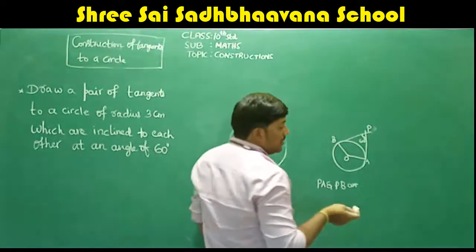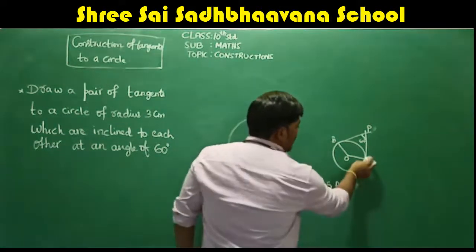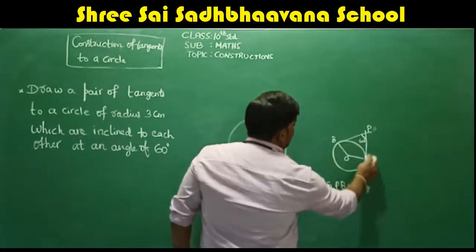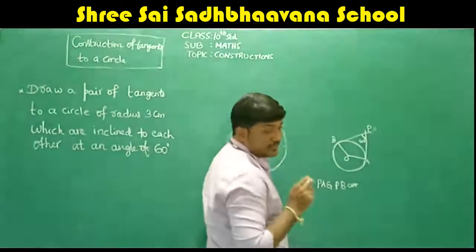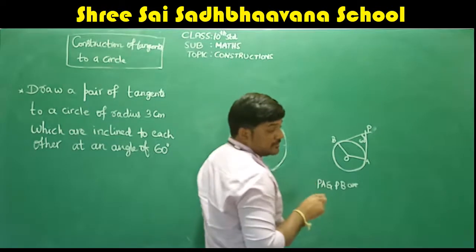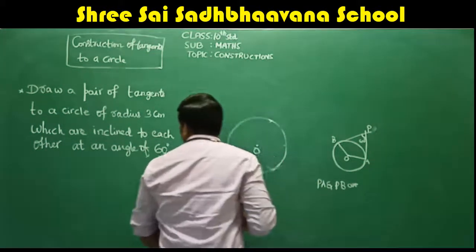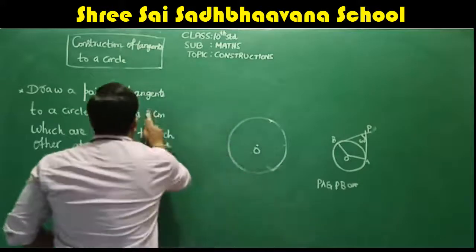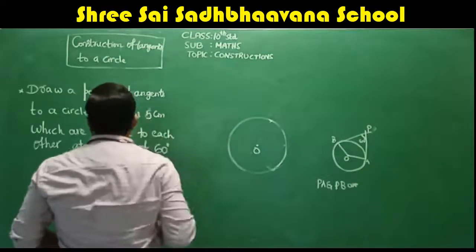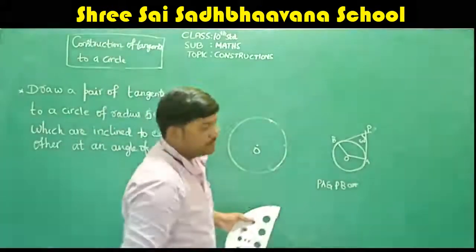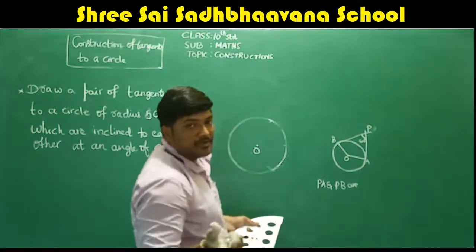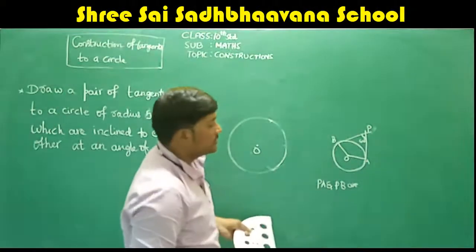I am explaining once again. We have to draw a circle like this. This is a rough construction. Draw a circle like that. The radius is not given, so you can take any radius, for example 5 centimeters. It doesn't mean you can take any radius and easily draw a circle, right?